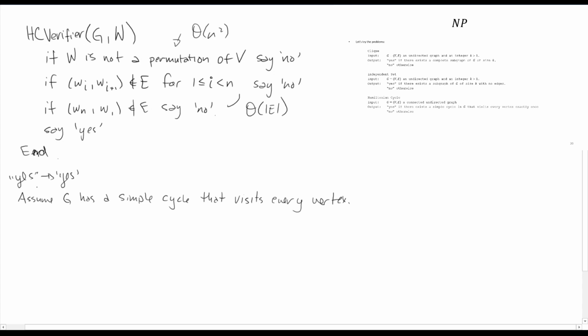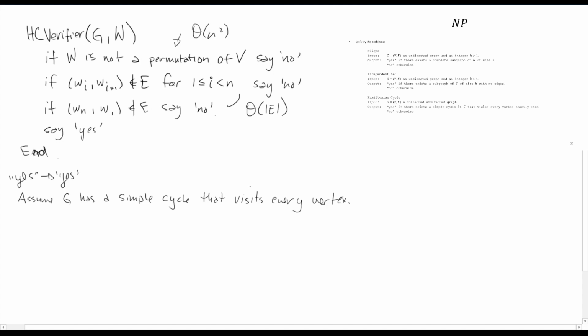Okay, so to start, we want to start with the assumption that we should say yes. So the assumption that we should say yes means go look at our Hamiltonian cycle definition here. What does the output say? When should we say yes? It says we should say yes if there exists a simple cycle in G that visits every vertex exactly once. The exactly once is a little redundant there, so I didn't leave that part in here, but assume G has a simple cycle that visits every vertex. That's what it means to have a Hamiltonian cycle.